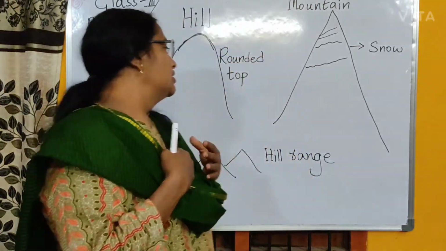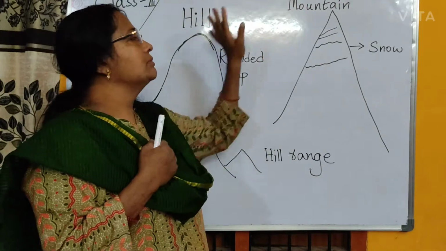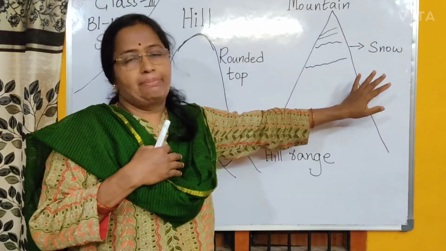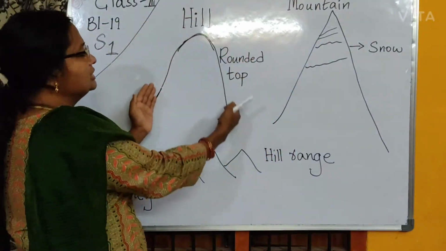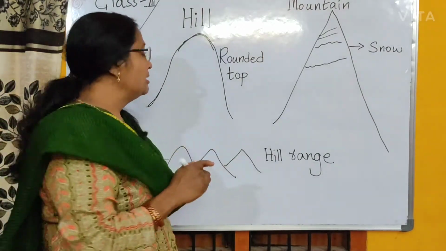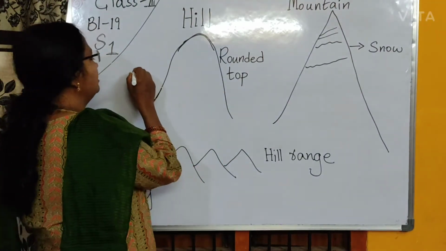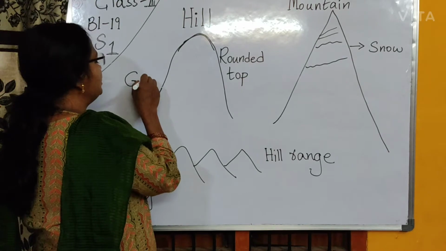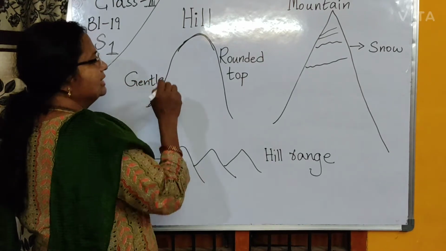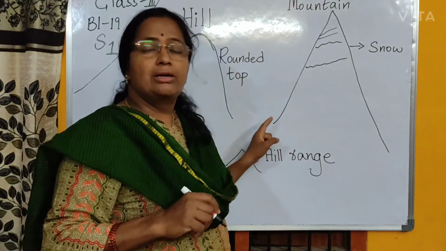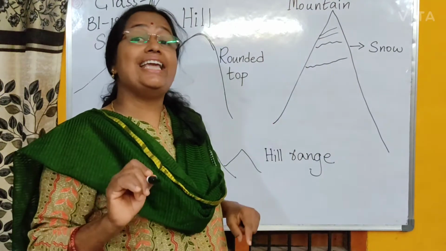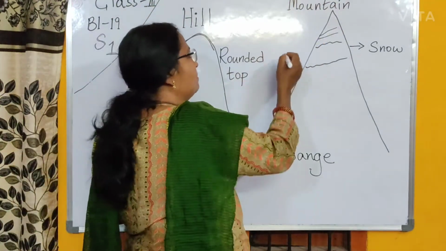Right, students? So hills have rounded tops, mountains have sharp peaks. Hill slopes are gentle. Gentle means, what's the word gentle here? Okay, I'll write the spelling here, G-E-N-T-L-E, gentle. Whereas the mountain slopes are steep. Okay, they are steep.